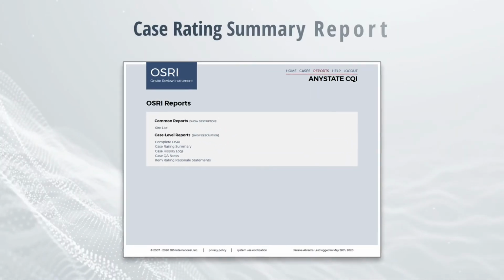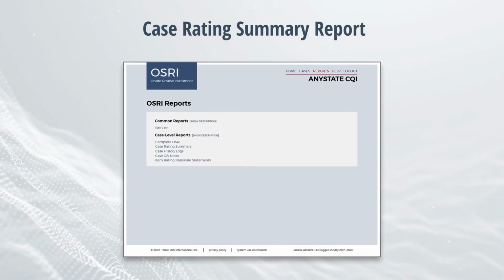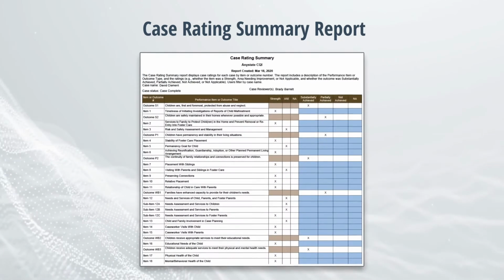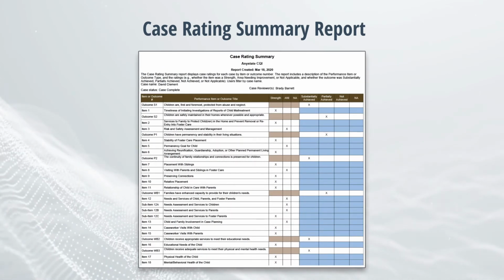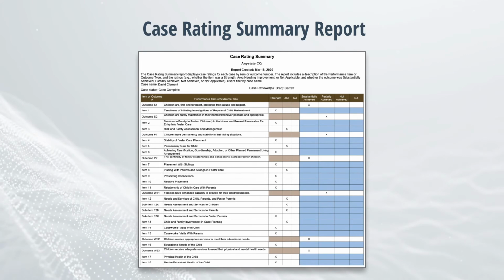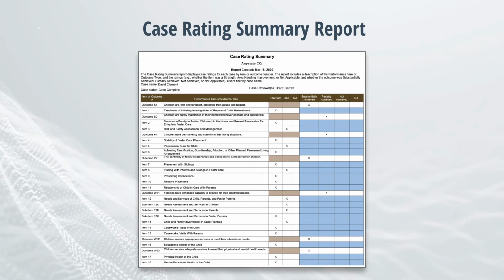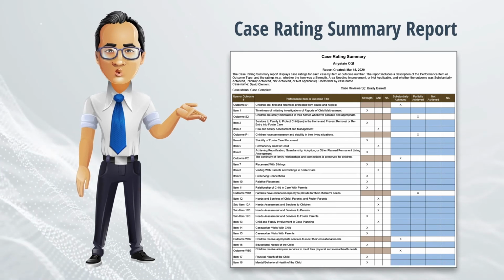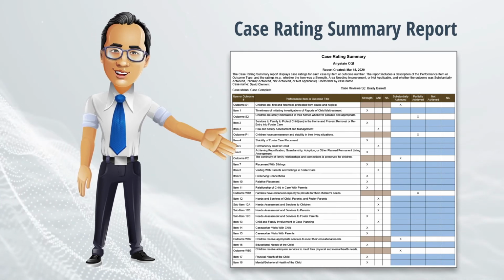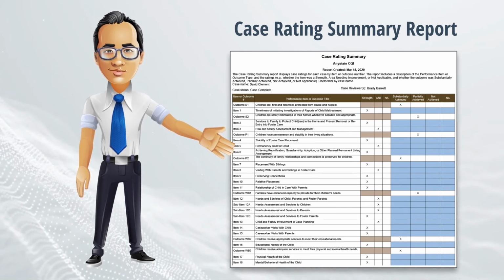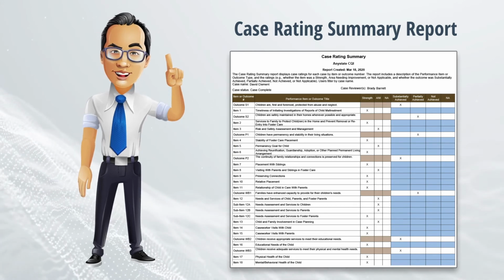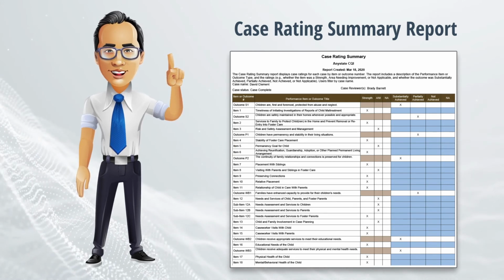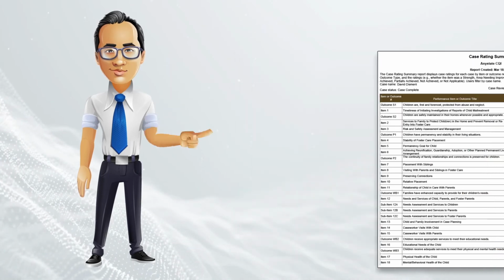A good way to start is by reviewing the Case Rating Summary Report. This report gives you an overview of all the item and outcome ratings in the instrument. Again, if you are staying in regular contact with the reviewers during the first stage of QA, there shouldn't really be anything here that surprises you. If there is, that's probably going to be an area of the instrument to which you'll want to pay very close attention.